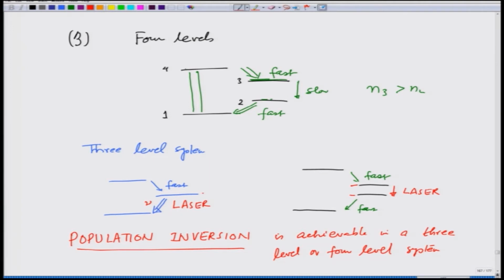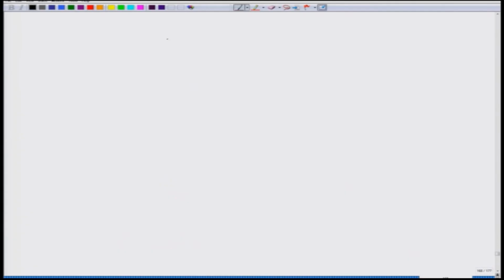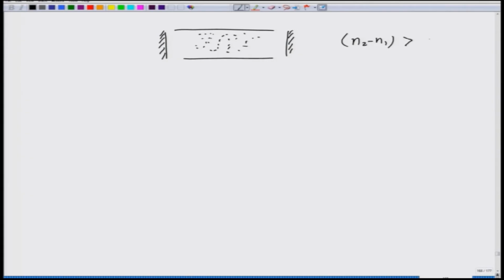And once you do that, so I have this cavity in which I am doing this population inversion of atoms, and suppose I have achieved this population inversion, that means I have achieved N 2 minus N 1 greater than minus log of root R 1 R 2 over sigma L, where L is the length. Then as light goes back and forth, it is going to get amplified, and the light which comes out is going to be that amplified light.